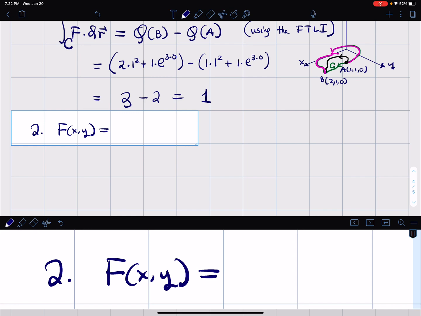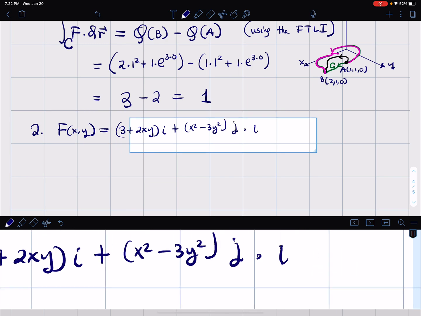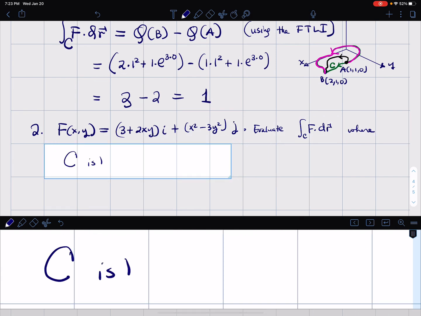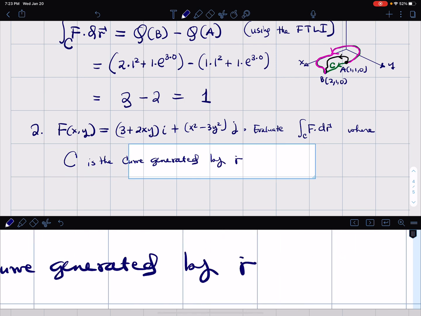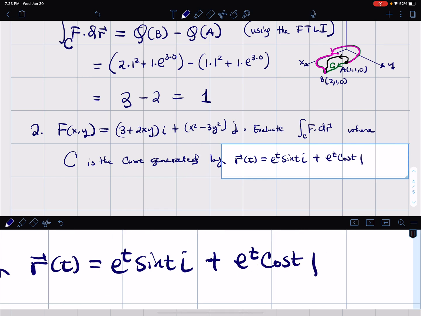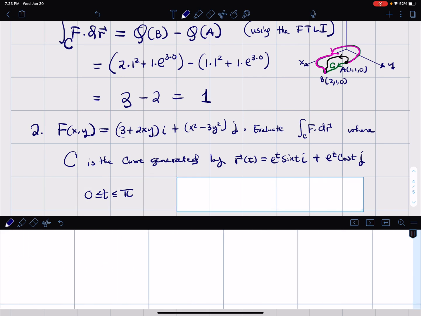Line integral here, the vector field is F = (3 + 2xy) i + (x² − 3y²) j. We would like to evaluate the integral of F · dr, where C is the curve generated by r(t) = e^t sin t i + e^t cos t j, and t goes from 0 to pi.